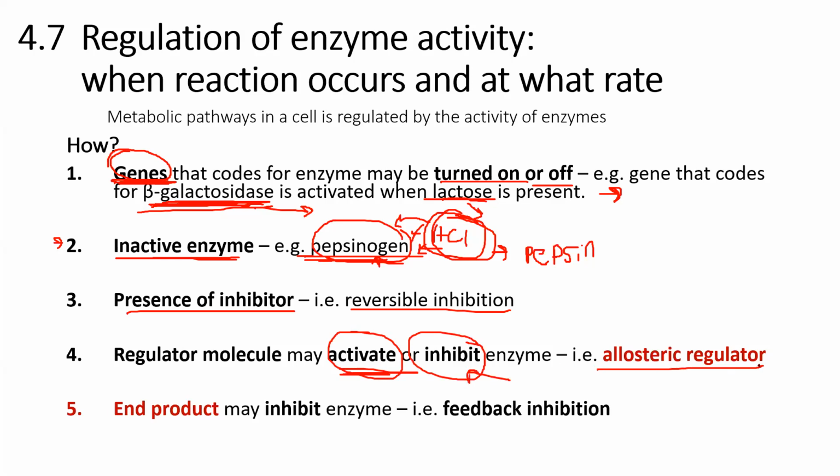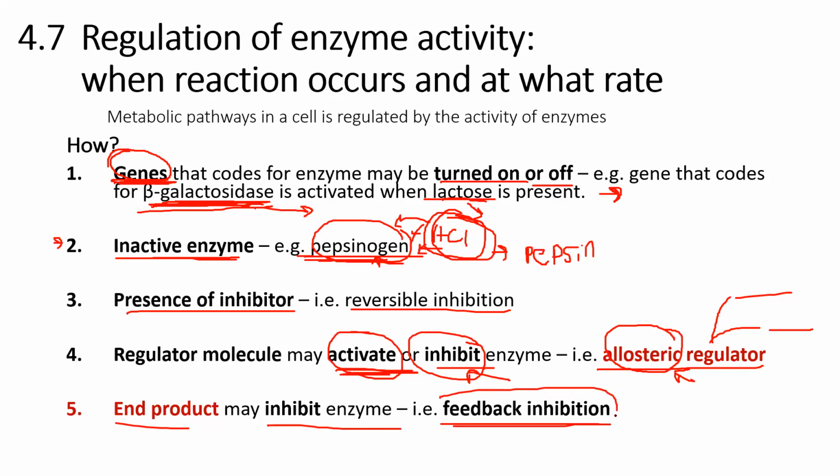This one we call allosteric regulators. You have two types, activators and inhibitors. Because the name is allosteric regulators, they only bind to the allosteric site of the enzyme and cause the enzyme to change shape, either into the active state or the inactive state. For the last example, the end product may inhibit the enzyme, which is feedback inhibition.